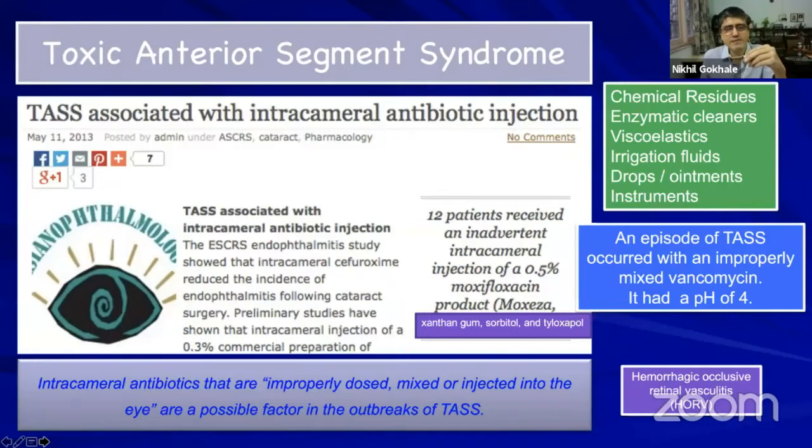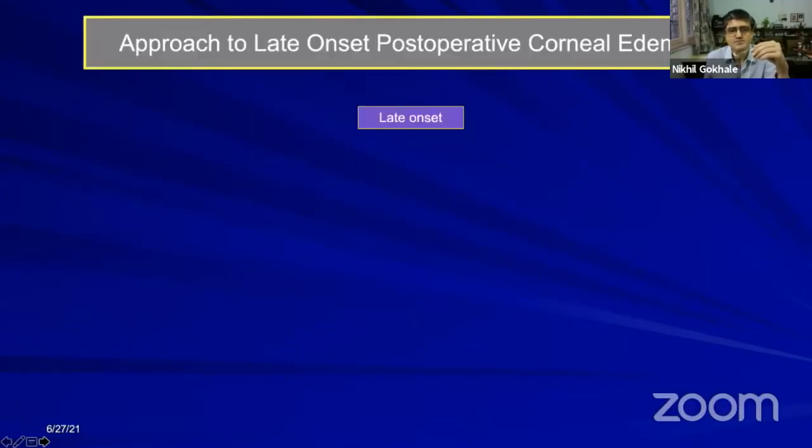Another problem which might happen for early corneal edema is toxic anterior segment syndrome. While it's most common with chemical residue and enzymatic cleaners, with various fluids and medications that we use during surgery, a new problem is because of the use of intracameral antibiotics. Either they are not mixed properly, or they may have additives which are not safe for the corneal endothelium and the uveal tissue, and you get severe inflammation.